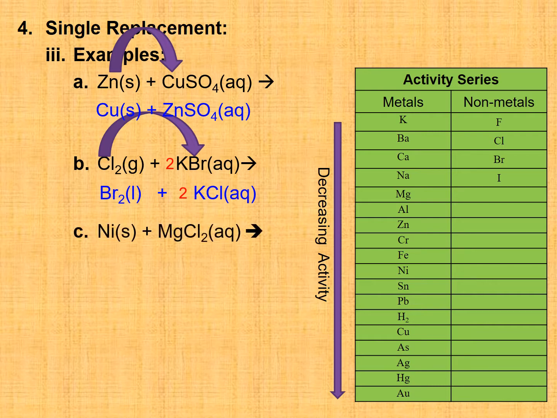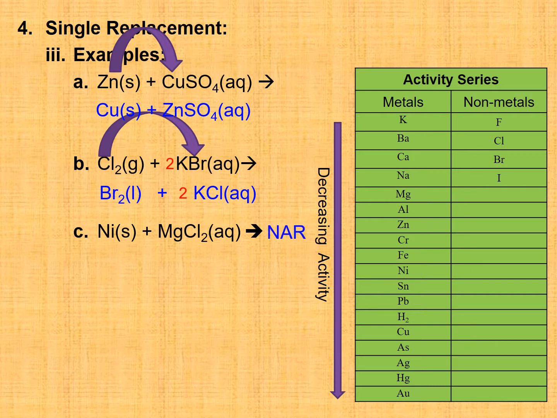In the last example we're looking again at a metal replacement reaction between nickel and magnesium. Let's see whether the reaction occurs. So we start by identifying nickel in our activity series as well as magnesium. Now here we see that magnesium is the more active metal. It's higher up in the series. Since magnesium is already in the compound, it already exists with the chlorine, no replacement is going to occur.